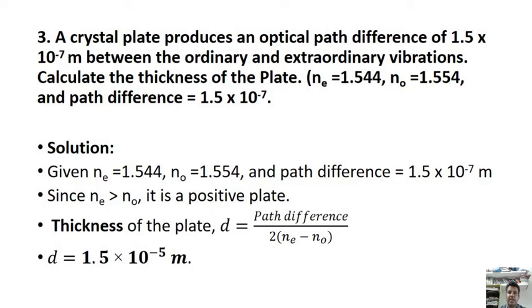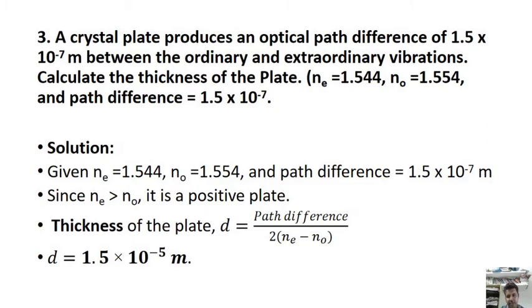A crystal plate produces an optical path difference of 1.5 into 10 to the power of minus 7 meter between the ordinary and extraordinary vibrations. Calculate the thickness of the plate, that is, the refractive index Ne is equal to 1.544, N naught is equal to 1.554 and the path difference is 1.5 into 10 to the power of minus 7.